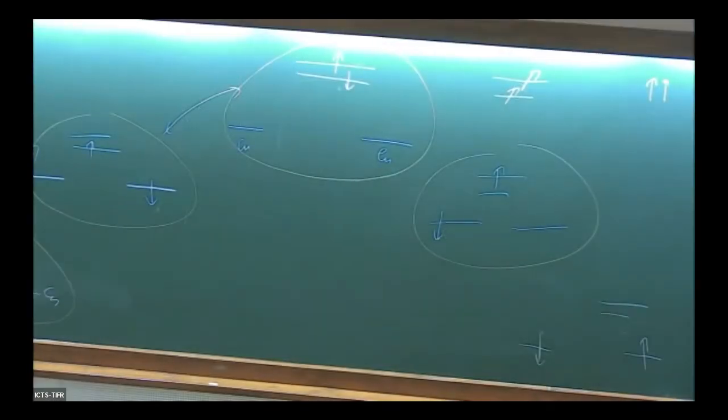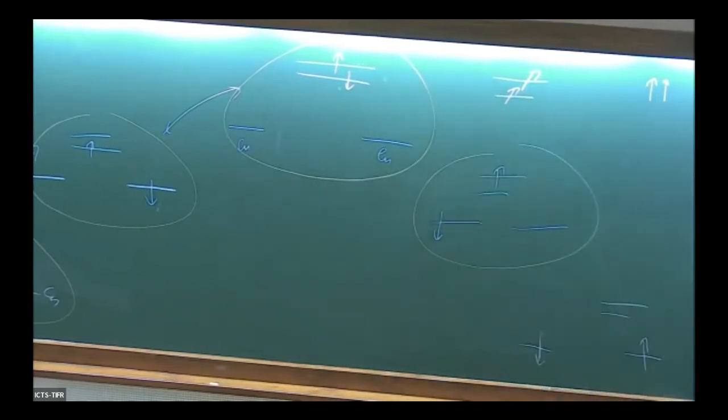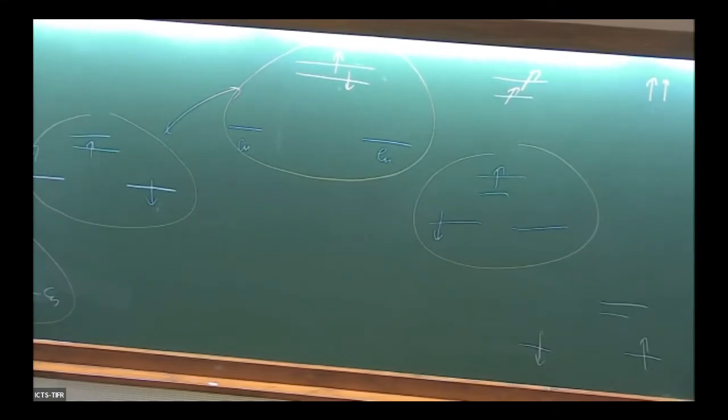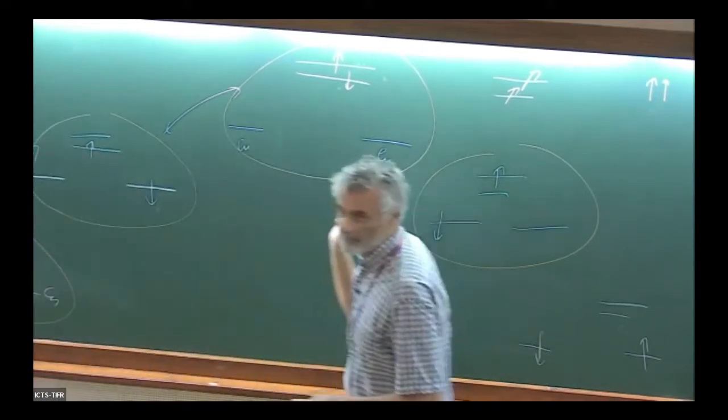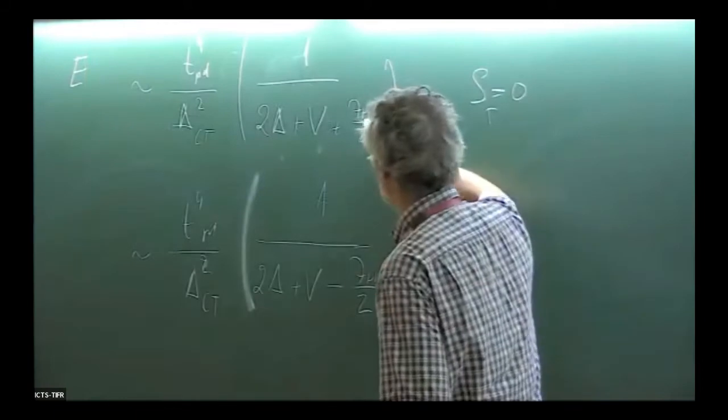So 2 delta, because we have both p orbitals occupied, that's 2 delta. We have a V. The V is not the U. The V is the Coulomb repulsion between the electrons on the px and py orbitals. So if px and py orbitals are occupied, then there is a different Coulomb repulsion than if we have 2 electrons on the same orbital, and this is called V. Or you can say U_AB, or there are different notations. And the difference is in this part here. This is the Hund's rule.